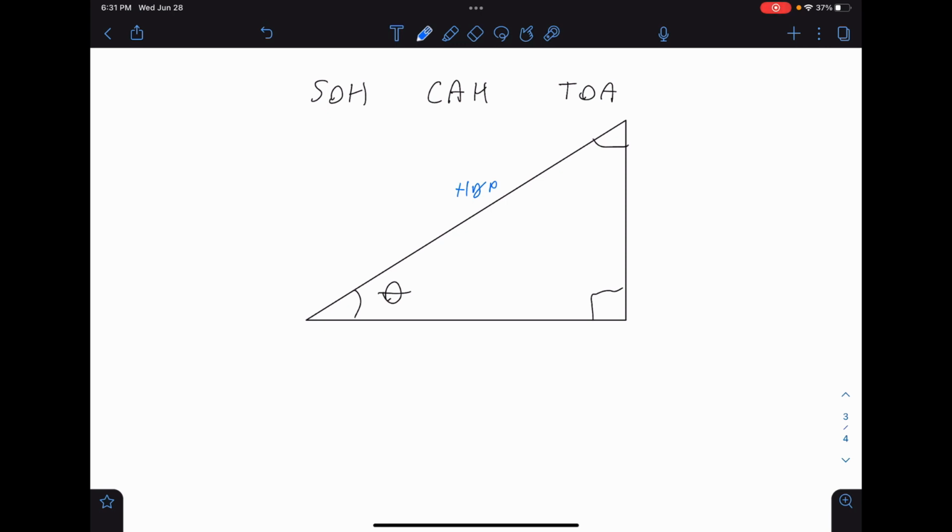Next, the other two side lengths have to do with the orientation of theta. So since theta is in the bottom left corner, its opposite is on the other side of the right angle triangle. So OPP for opposite. Now, adjacent is the last side, and obviously it's the only missing side, but it is because it's right beside theta, and that's why we call it adjacent. It's a good way to remember. Let me get rid of that arrow.